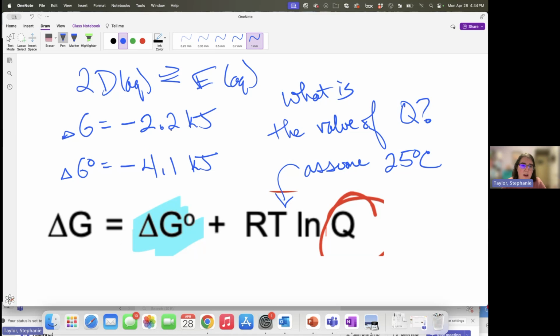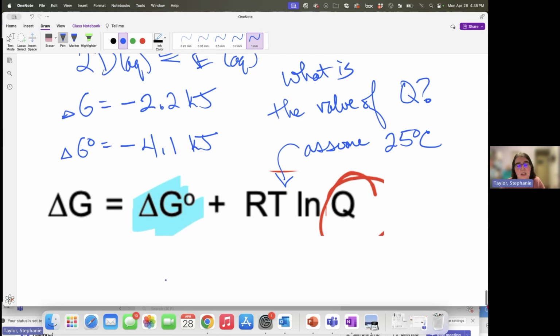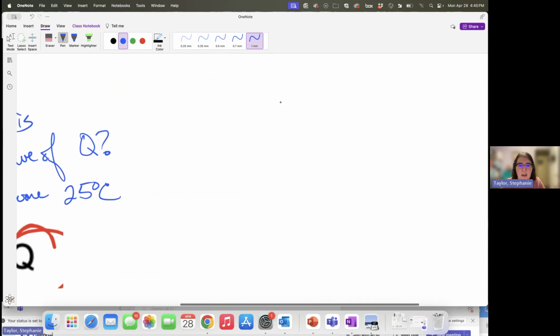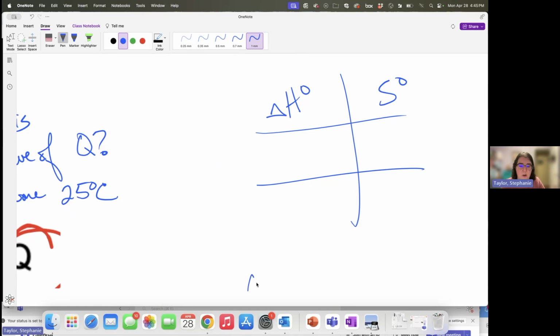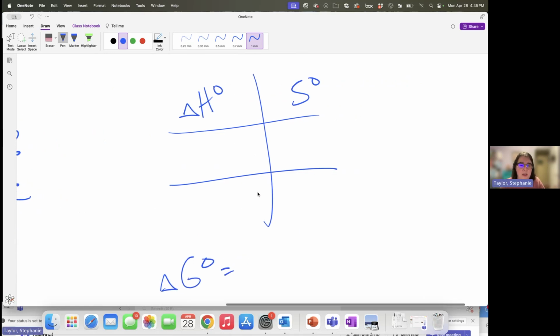So for this one, somewhat similar. I did just go ahead and give values of delta G and delta G standard. You could also have this where we make you solve for delta G standard. There are two different ways to solve for delta G standard. Either you can have a table of data where we give you values of delta H and S standards, and then we make you solve for delta G standard by plugging in.